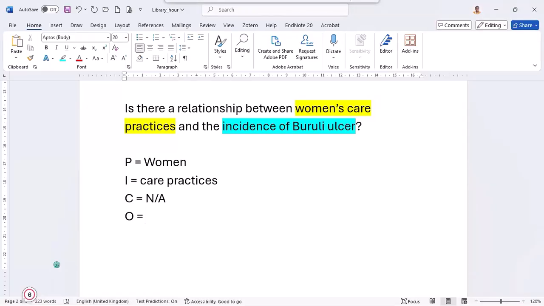What is the outcome here? Yes, that's the incidence of Buruli ulcer also. Thank you. Excellent. Incidence of Buruli ulcer.